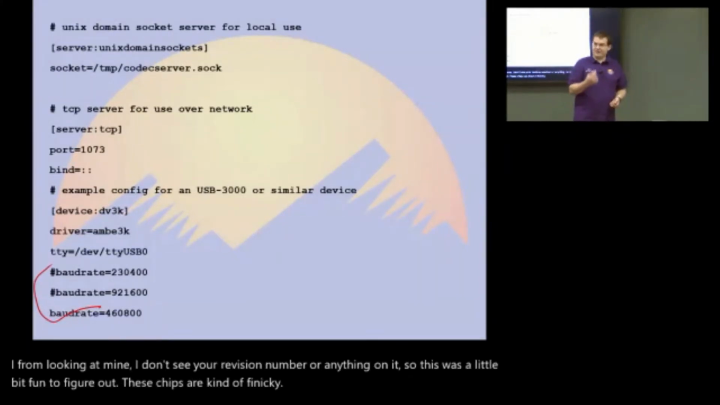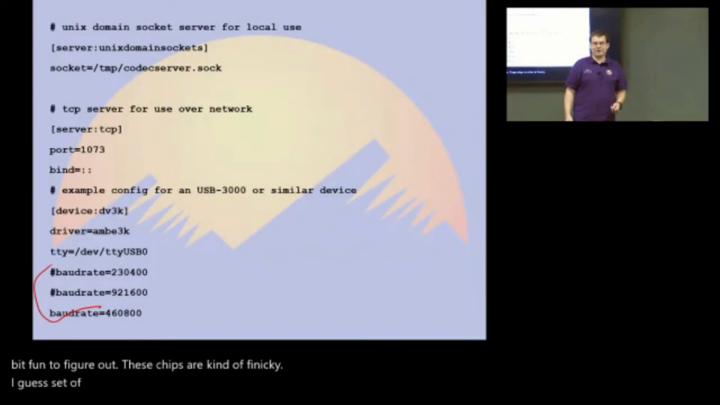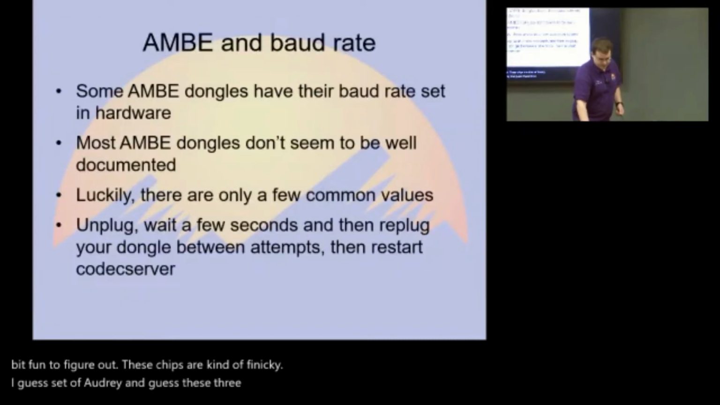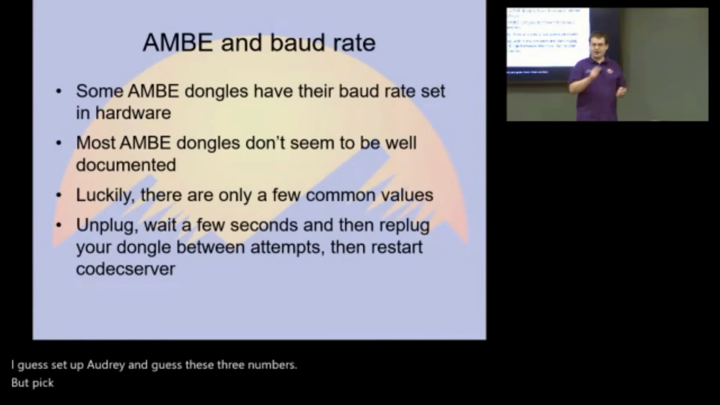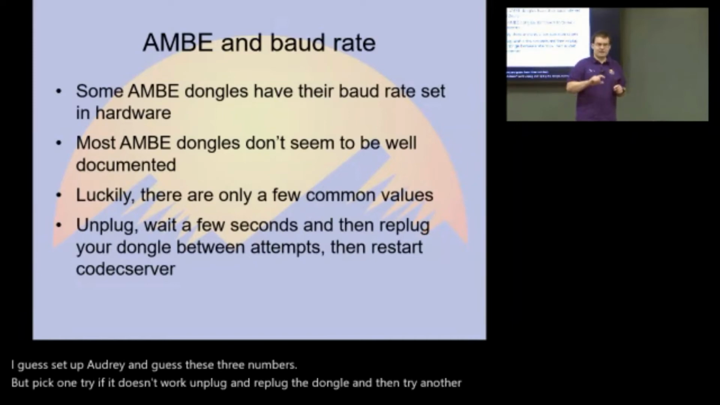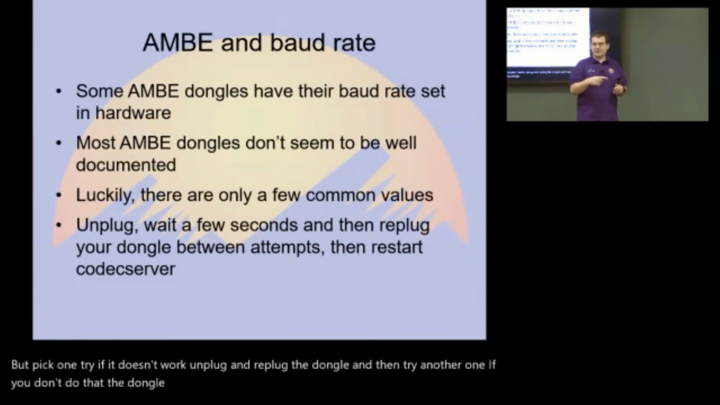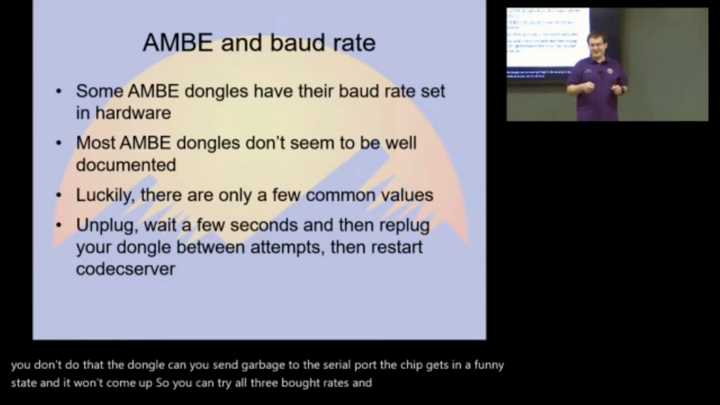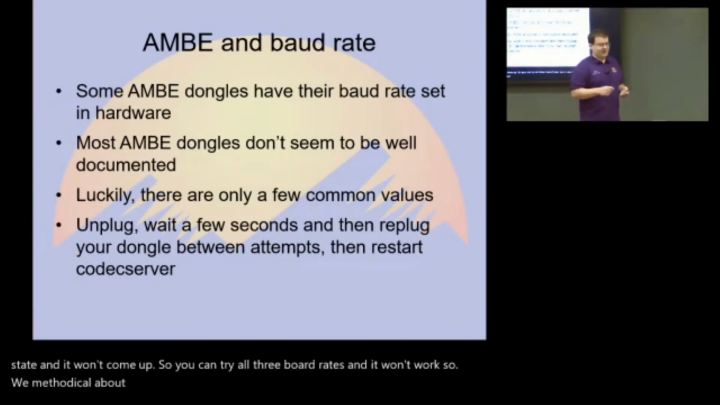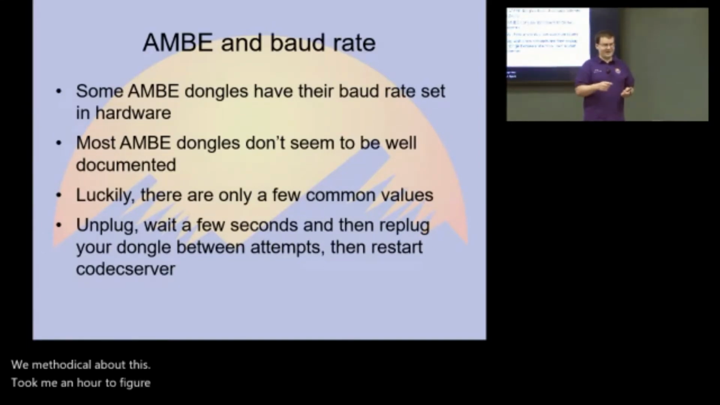I guess set a baud rate and guess from these 3 numbers. Pick one, try it. If it doesn't work, unplug and replug the dongle and then try another one. If you don't do that, you send garbage to the serial port, the chip gets in a funny state and it won't come up. So you can try all 3 baud rates and it won't work. So be methodical about this. Took me an hour to figure this out. Should not have.